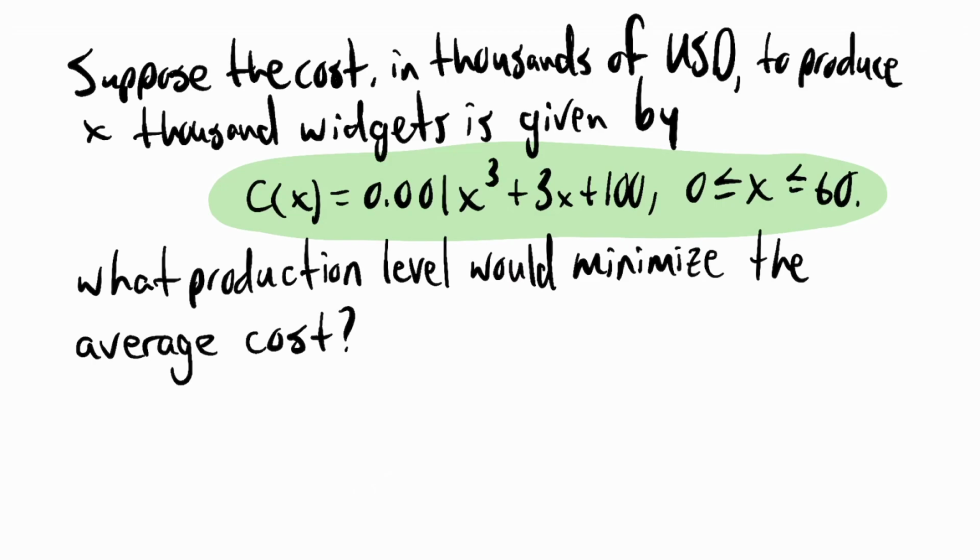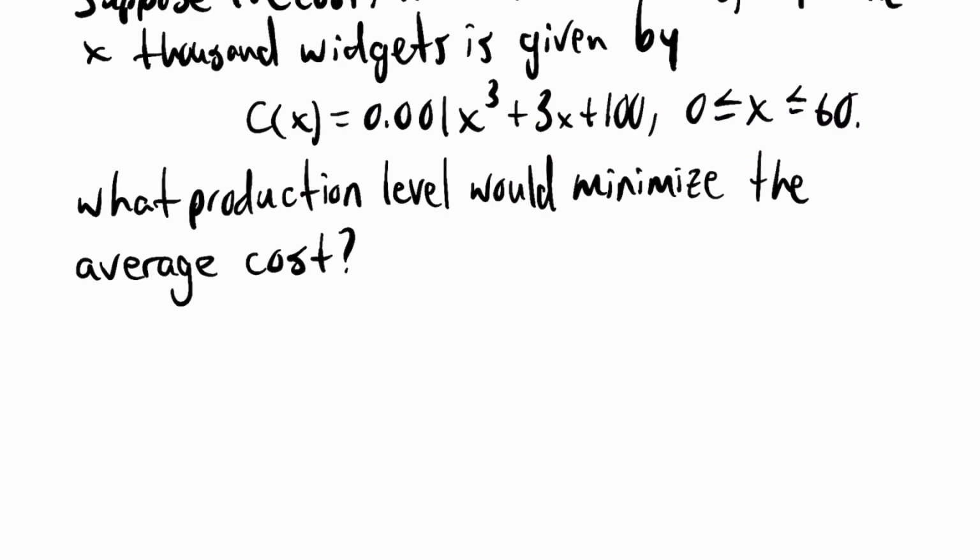What production level would minimize the average cost? So there's several phases here. First, we're not minimizing cost, we're minimizing average cost. So the first thing we have to do is come up with the average cost function. So C bar is always going to be C of x, the cost for x widgets, divided by x, the number of widgets. That will give you the average cost per unit.